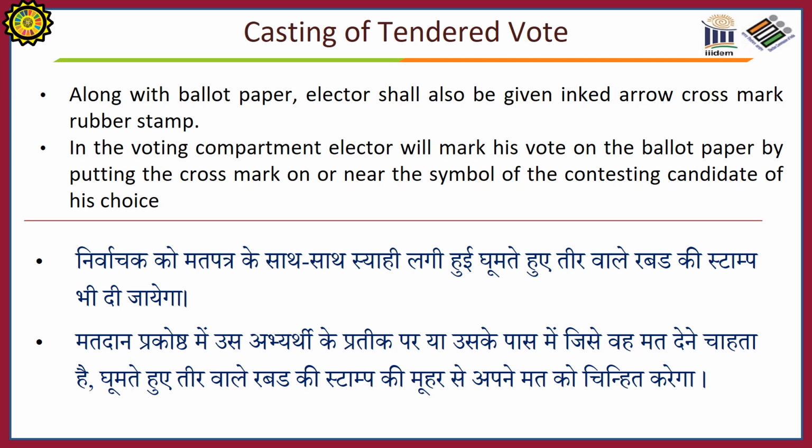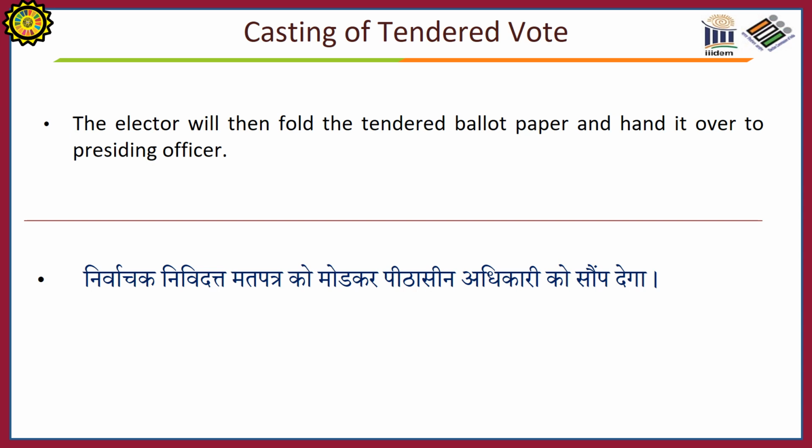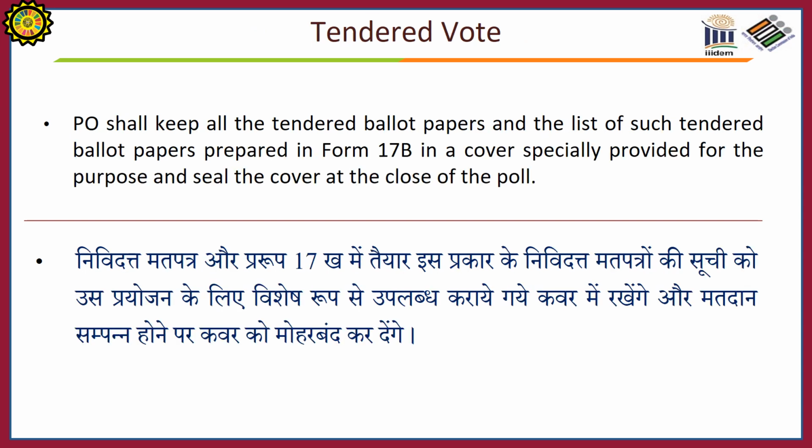In the voting compartment, elector will mark his vote on the ballot paper by putting the cross mark on or near the symbol of the contesting candidate of his or her choice. The elector will then fold the tendered ballot paper and hand it over to the presiding officer.